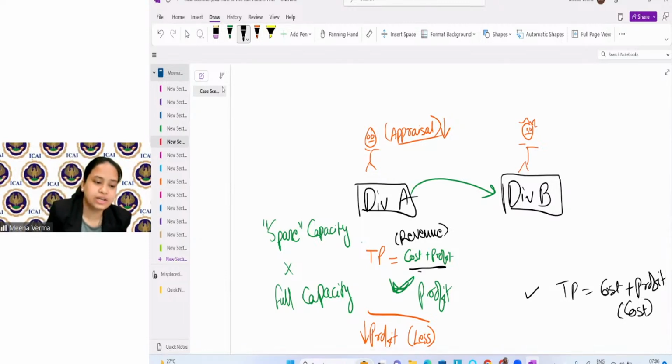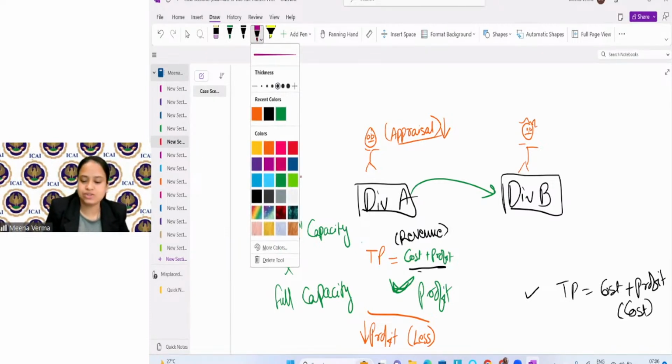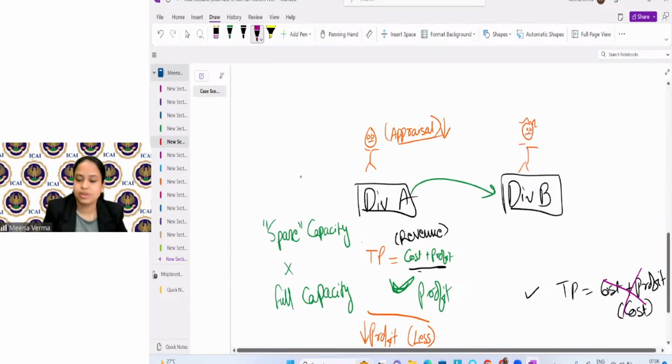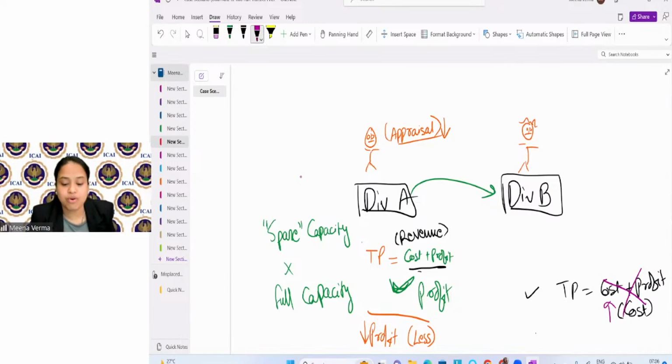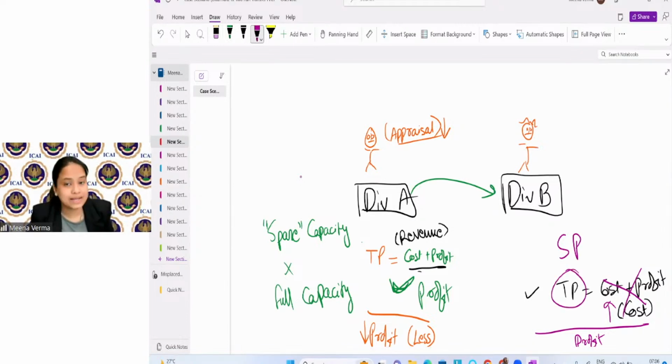But it is not happening here. This is not acceptable to them. This manager will not accept this, because if you increase the cost here, the profitability of this department will reduce. You know, transfer price is the cost for them. If you increase it, the profitability of this manager will reduce and he will raise the objection.